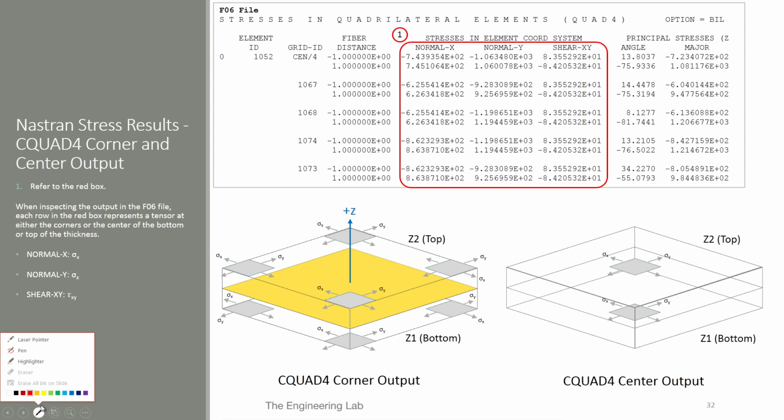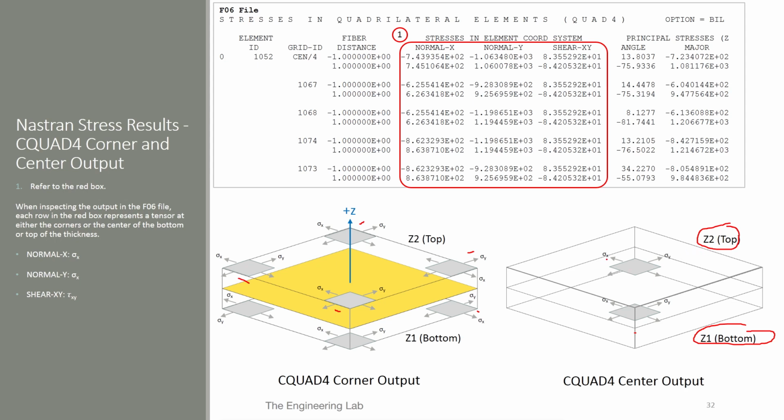So when you look at the output for stresses or strains for maybe a quadrilateral element, you get 2 options for stress output. You can either output the stress tensor data at the center of the element like you do here, or you can output it for each of the corners of the elements as you see here on the left. Also, these elements have a thickness to them. So you get data for the bottom of the thickness and you get data for the top of the thickness.